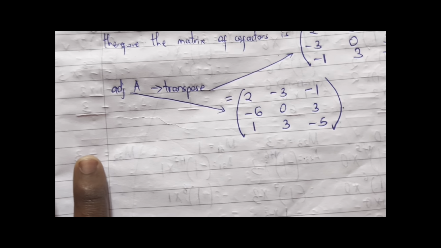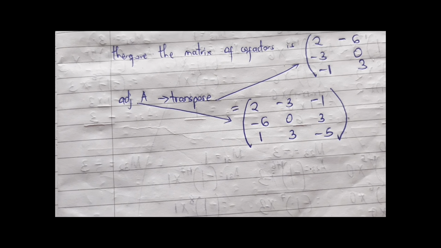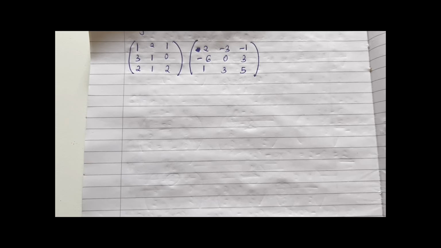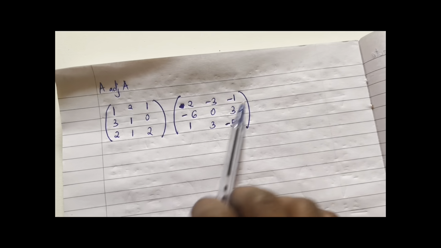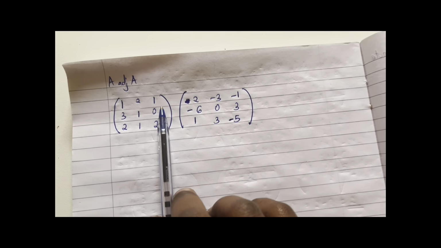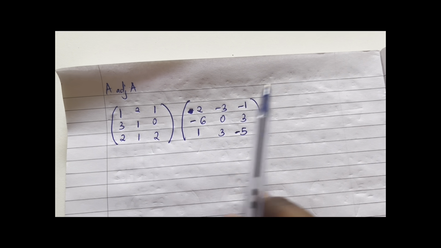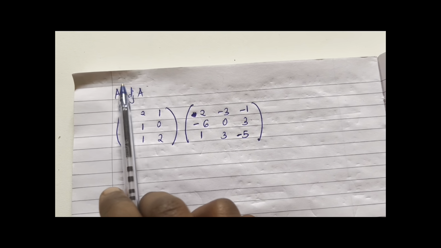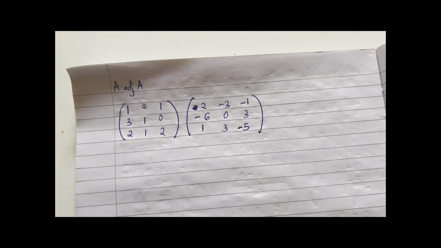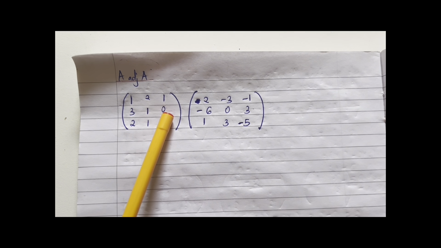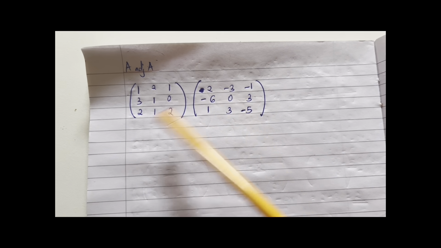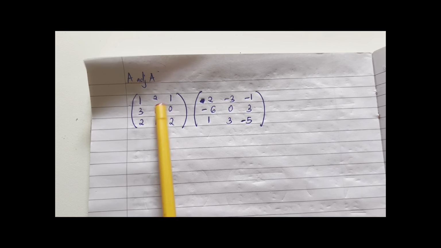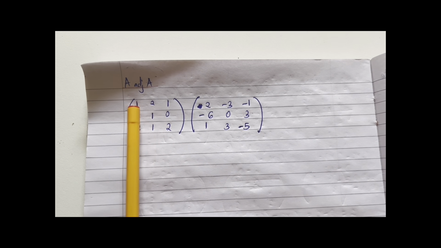Let me confirm if I've written the correct thing. Negative 5, 3. I think that is where I messed up. Negative 5. Yeah, you have to confirm before you continue. So we're supposed to multiply the two matrices, and from that we'll get A adjoint A as our answer. Those who've been here, we've done a topic of matrix multiplication, and if you're hearing the word for the first time, you could go check my first video.